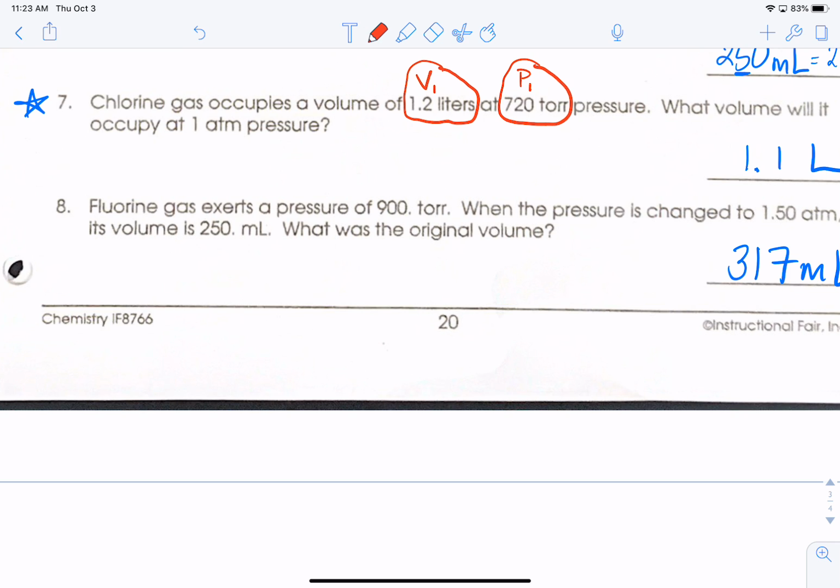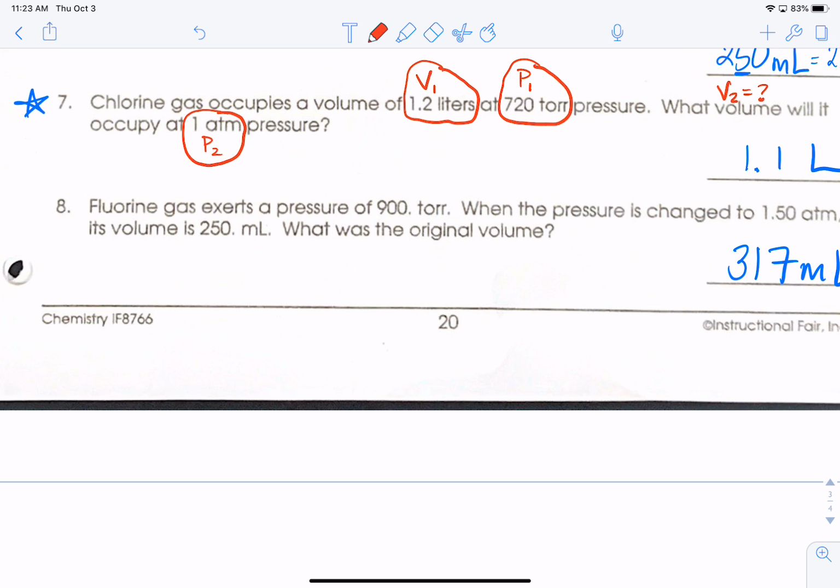What volume will it occupy at 1 atm pressure? What volume? Oh, volume, that's what we're going to be looking for. There's our V2. There's our question. And what will it occupy at 1 atm? All right, here is our P2. Anybody notice something about our pressures? They're different units. So when we set this all up and we try to cancel out units, they're not going to cancel.